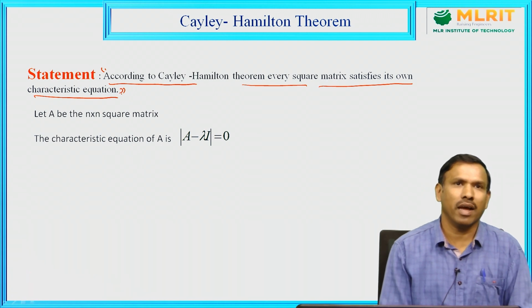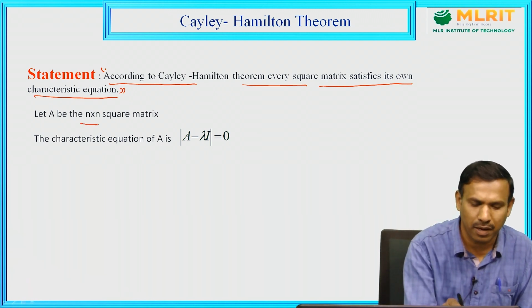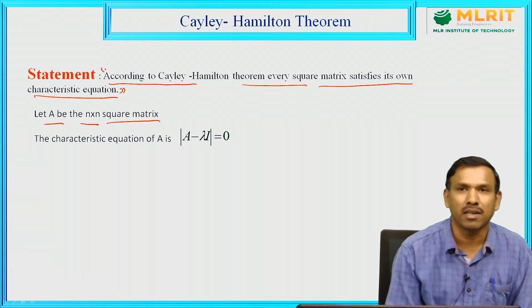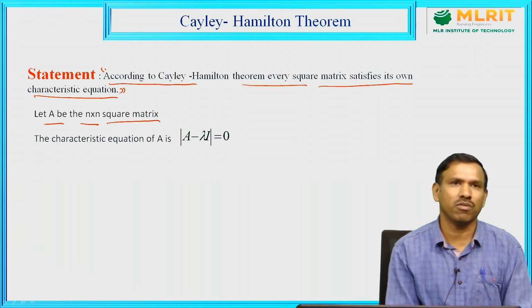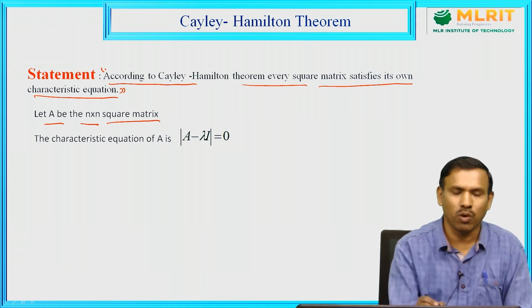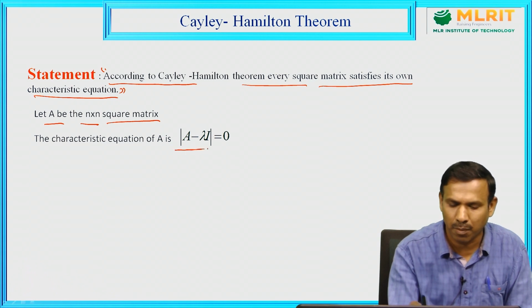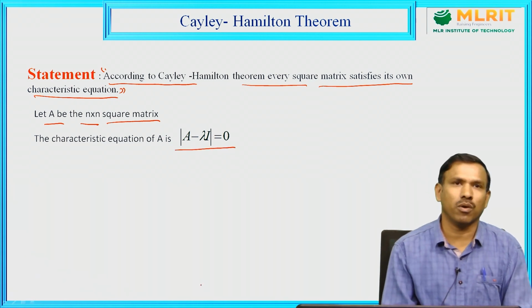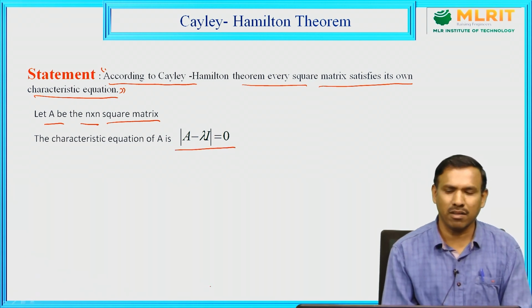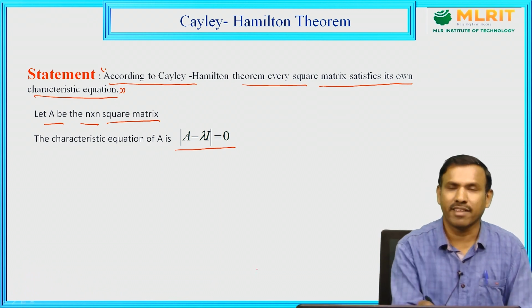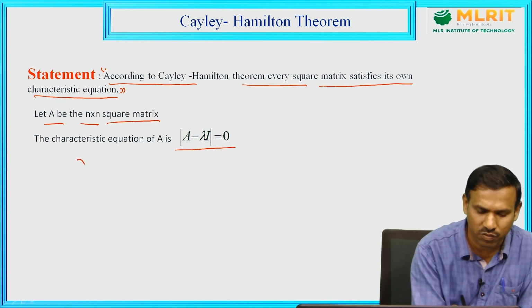Let us take an n cross n matrix. Let A be the n cross n square matrix. Then what is the characteristic equation of the square matrix? We know very well, that is det of A minus lambda I is equal to 0. Since it is an n cross n matrix, the highest power of lambda is lambda power n. So let us expand in general terms. The highest term will be lambda power n.